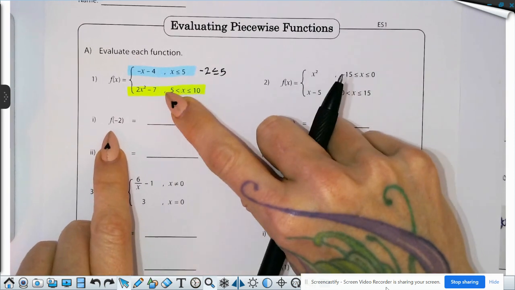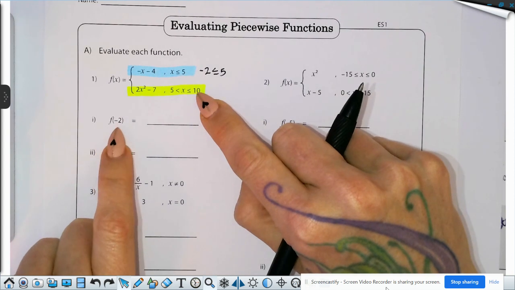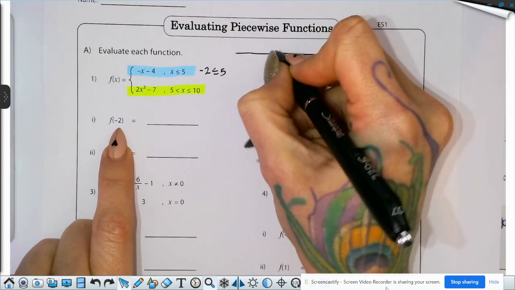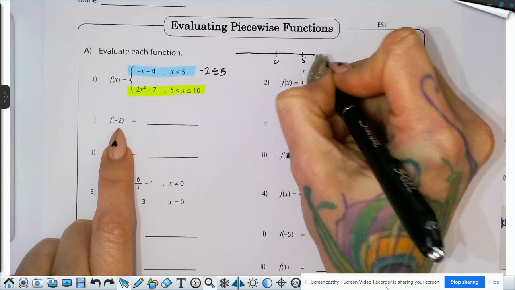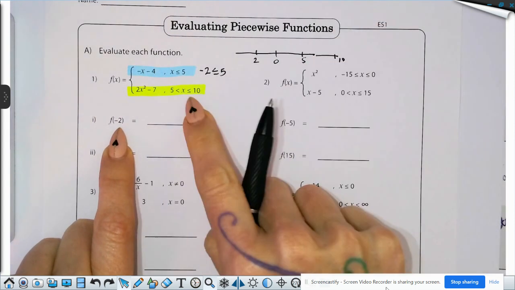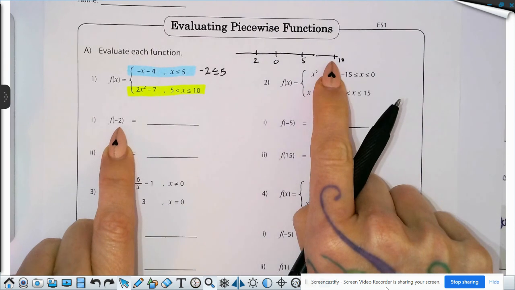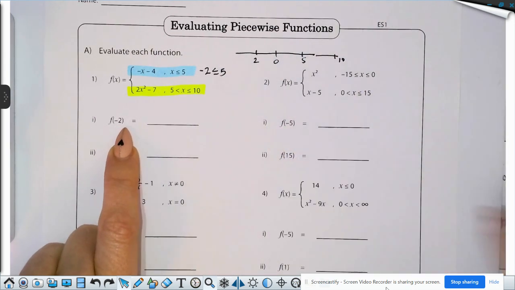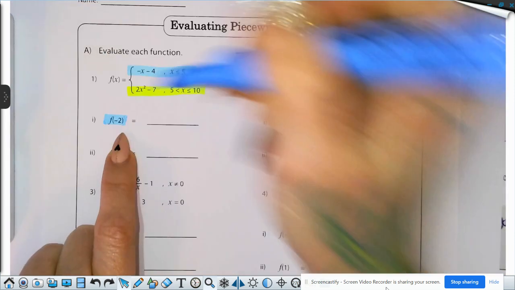So between 5 and 10, does -2 fall between 5 and 10? When you think about a number line, so 0, and we could call this 5, and then all the way out here is 10, -2 is over here. So if you don't know, make a number line at the top of your page. -2 does not fall between 5 and 10, so we are going to use our blue function. So that means this is going to be a blue function.